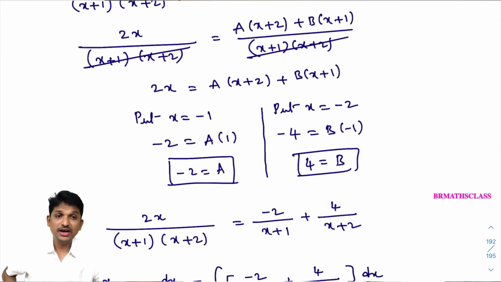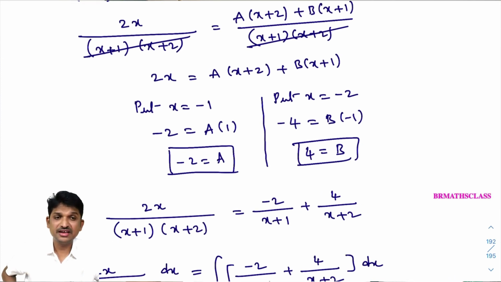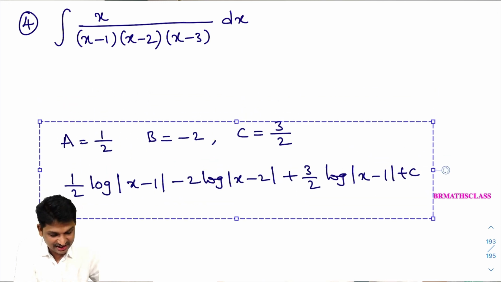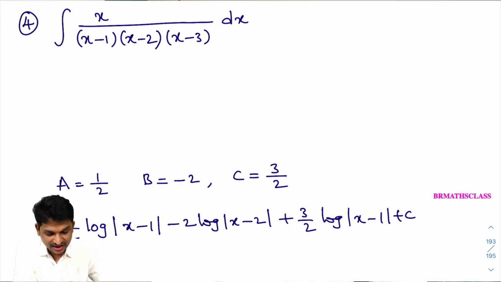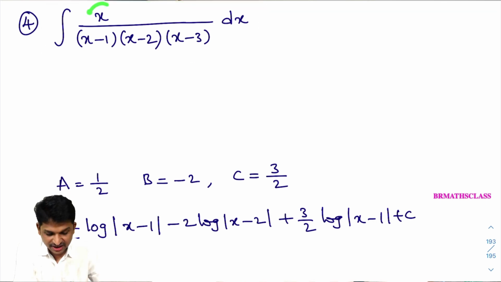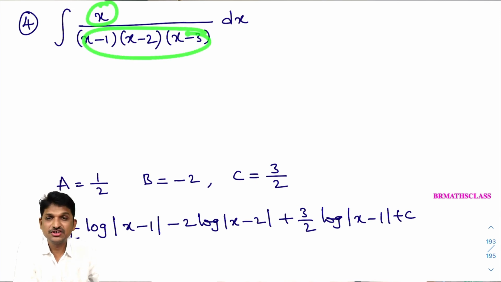Right? So I hope you are understanding these problems. Yes or no? And see this one. I am not doing this problem. You need to do this. Just a little bit of explanation I will give for this. Observe this one. Is it a proper rational function? Yes. Degree of numerator is 1. Degree of denominator is 3. It is a proper rational function.